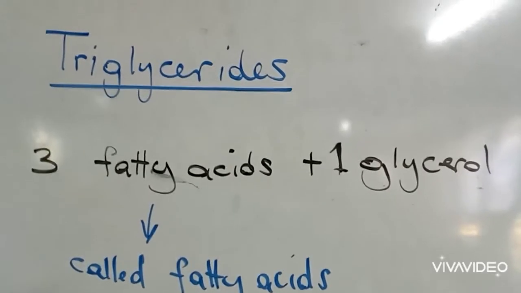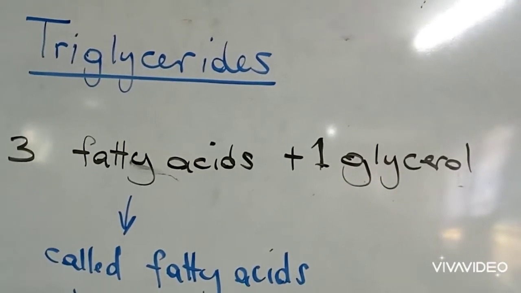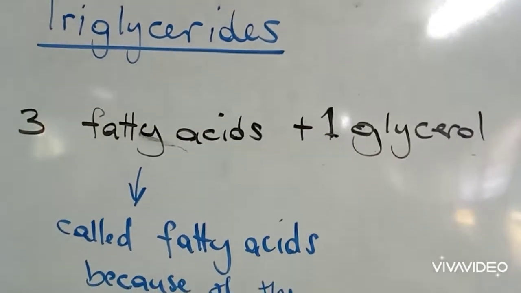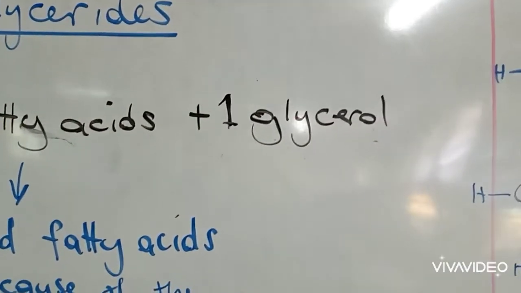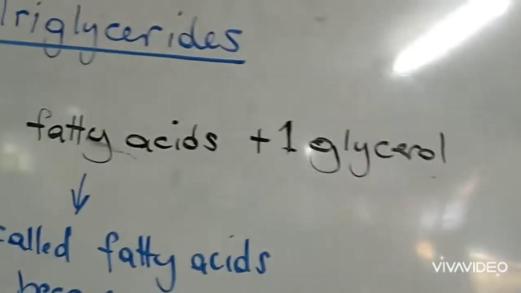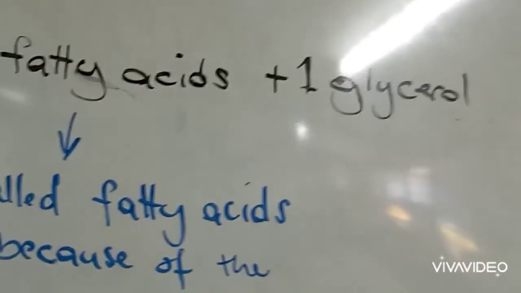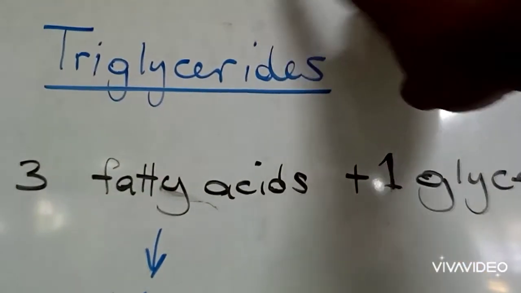Now, triglycerides are a form of lipid. It's a type of lipid that is actually made up of 3 fatty acids and 1 glycerol molecule. So you have 3 fatty acids, 1 glycerol molecule. These combine to give you a triglyceride.